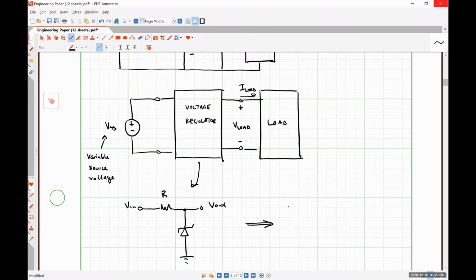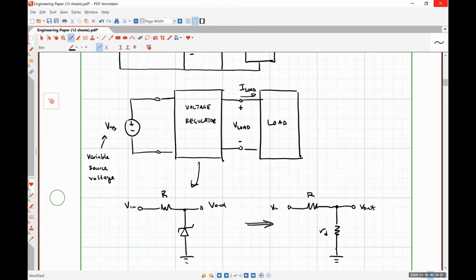this guy looks like lowercase v in, our resistor R, and then the dynamic resistance of our Zener diode, and here we have lowercase v out. So the Zener diode operates in the reverse bias breakdown region.